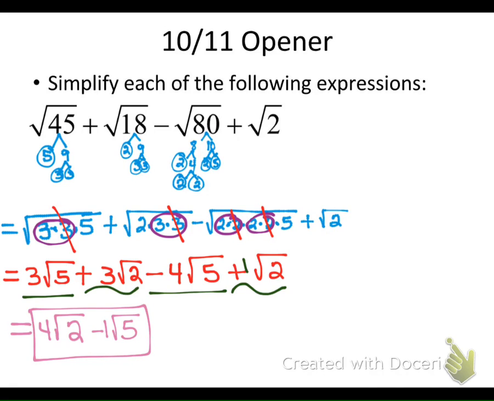Now, I want this in simplest form. If you write it like this, it is fine. But how could I write this so that it's in absolute simplest form? Anybody have an idea? So you could write it as 4 square root 2 minus, what could I drop here? Yeah, I could drop the 1 and just write square root 5. So either way would be acceptable. Any questions on that one?